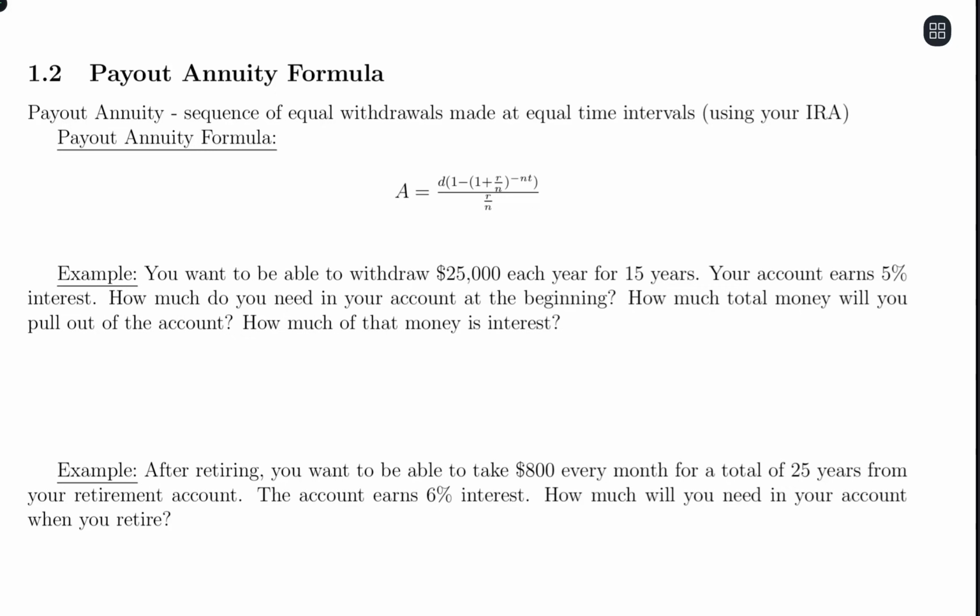So a payout annuity is a sequence of equal withdrawals made at equal time intervals. With the savings annuity, that was like building up our retirement account, starting from nothing and building up our account over time. Now, a payout annuity is the idea of using that account. Like, we retired, so we're going to start taking money out of that account. So savings and payout, it's really in the names there. In that last video, savings is increasing our account, and this payout is the idea of decreasing our account.